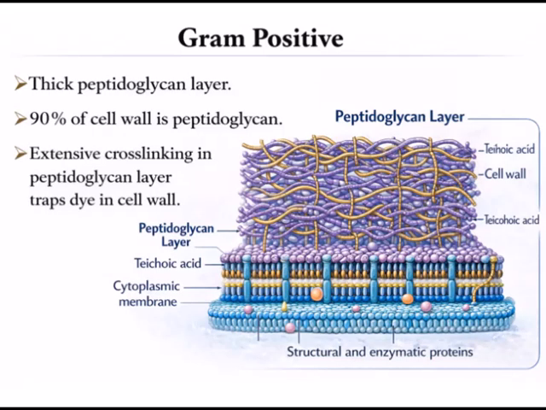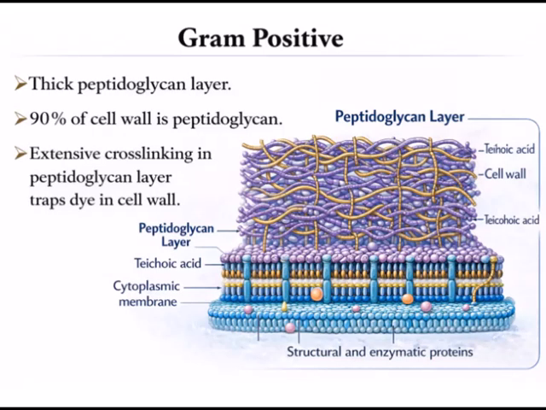The thickness of the peptidoglycan layer: the cell wall contains a very thick peptidoglycan layer. Approximately 90% of the cell wall is made up of peptidoglycan, which provides rigidity, shape, and protection to the bacterial cell. Extensive cross-linking: peptidoglycan strands are extensively cross-linked. This dense network traps the crystal violet-iodine complex, which prevents dye loss during the decolorization step.